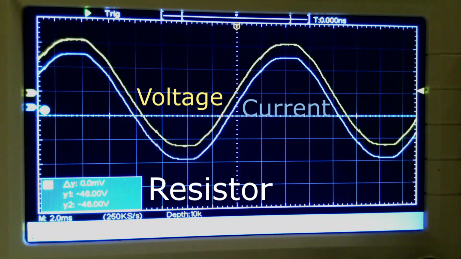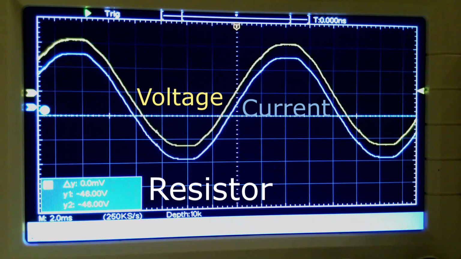So now we see on the yellow the voltage, and the blue represents the current. In reality, it's the voltage across the resistor, but again, current through the resistor will be in phase with the voltage. That also shows us the phase of the current. So you see with a resistive load, the voltage and the current are exactly in phase.